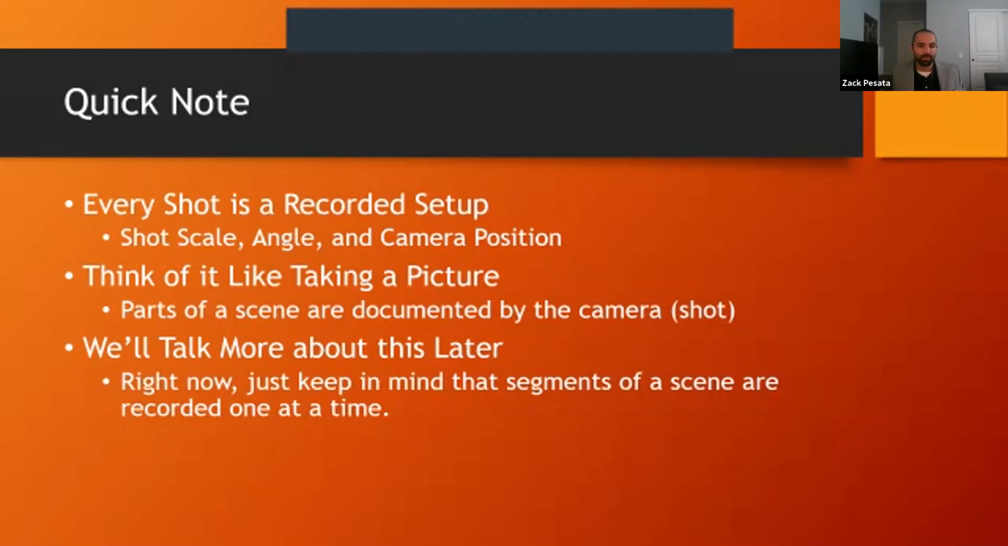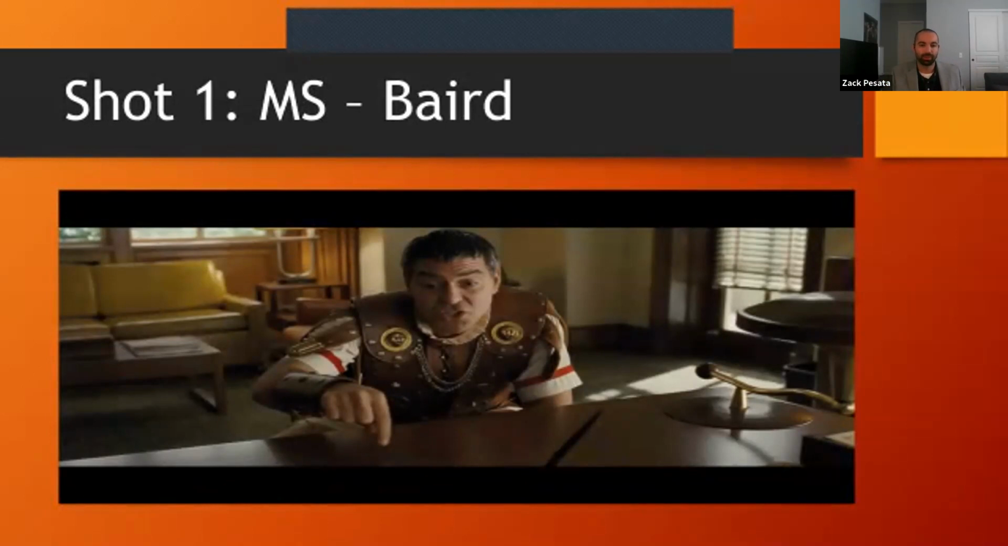So yes, we'll talk more about this later. Right now, just keep in mind that segments of a scene are recorded one piece at a time. So again, for the Martian example, we saw 2 cameras running at the same time. But for the Hail Caesar thing, we saw that there's only 1 camera. Okay, so I'm going to talk about this for a second.